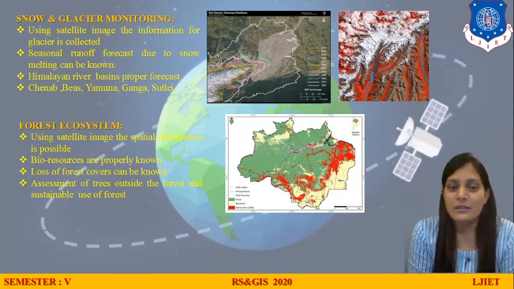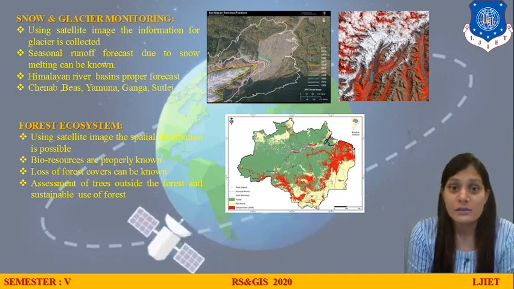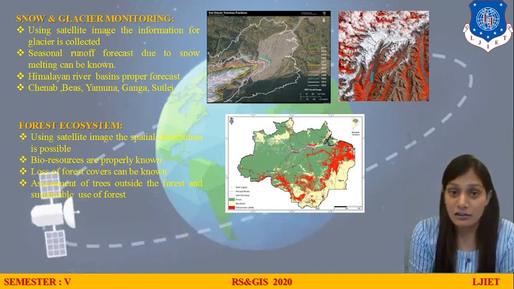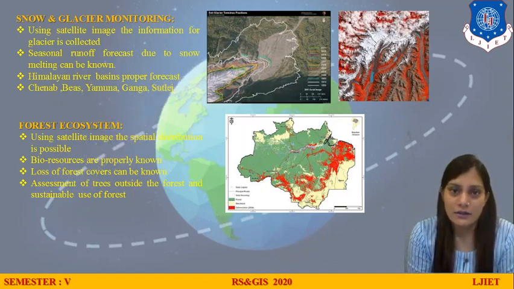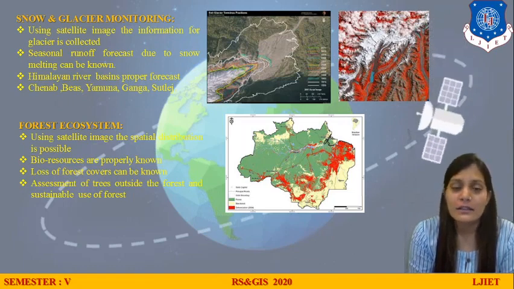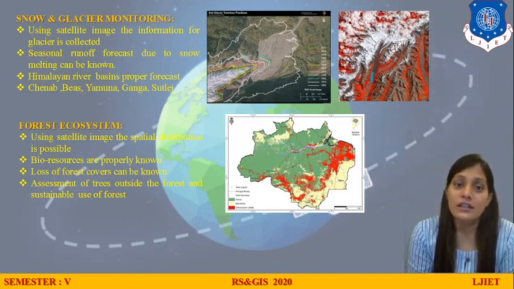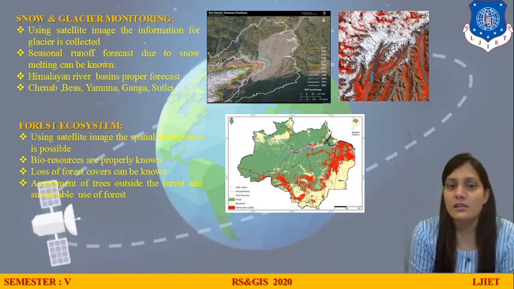Now the other application we are going to see is snow and glacier monitoring. Yes, the Himalaya region has many snow and glaciers. In summer seasons when snow melts we get surface runoff, and that runoff should be properly maintained, or else it will affect our country and our cities, with floods and everything else. So in the Himalayan region we need to monitor our glacier regions, and that is why it is very helpful.